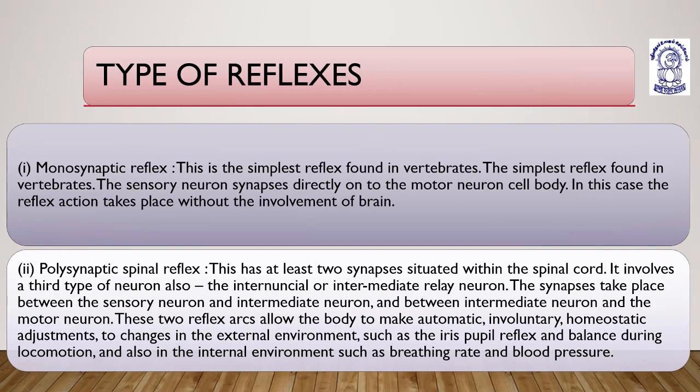Types of reflexes. Monosynaptic reflex. This is the simplest reflex found in vertebrates. The sensory neuron synapses directly onto the motor neuron cell body. In this case, the reflex action takes place without the involvement of the brain.